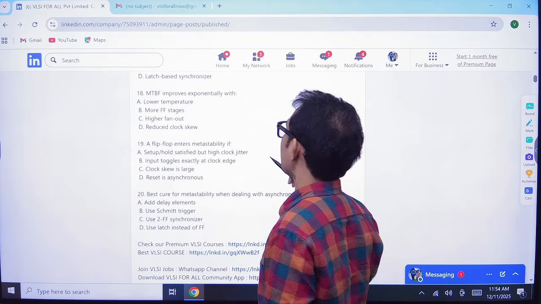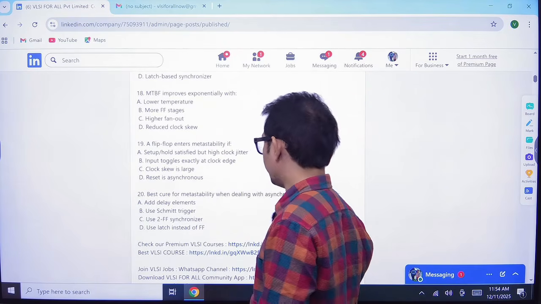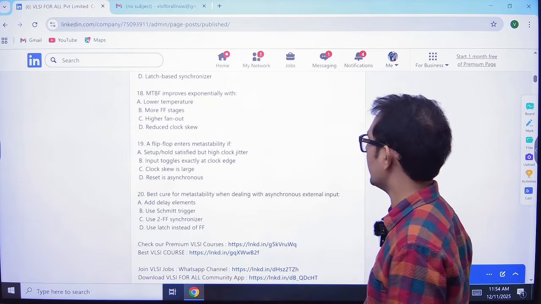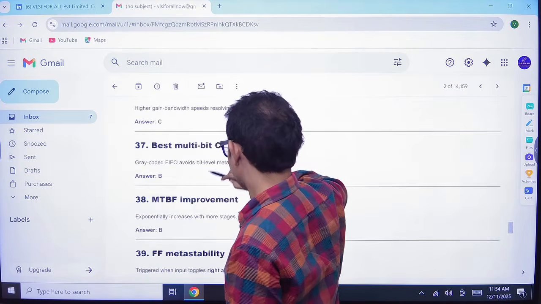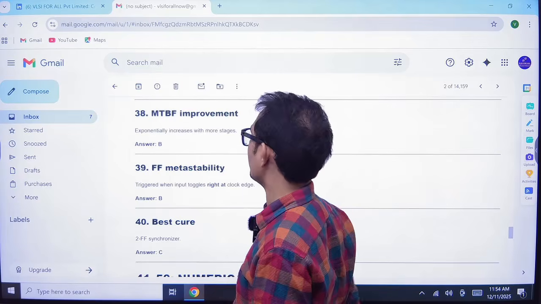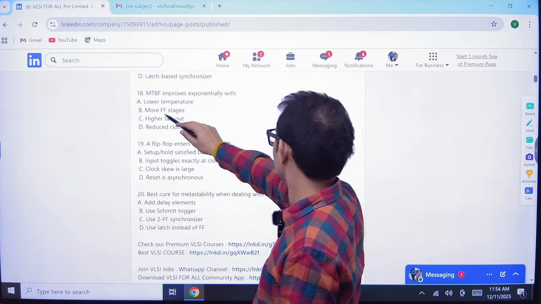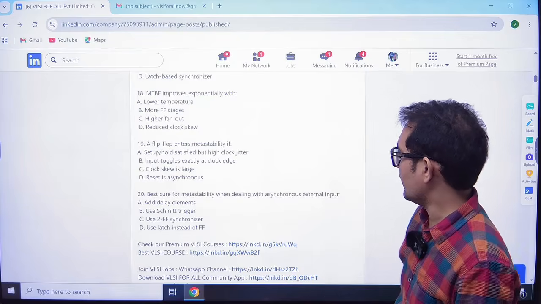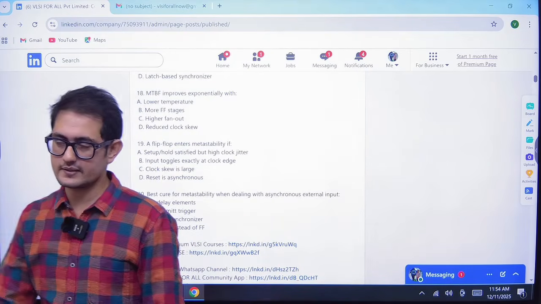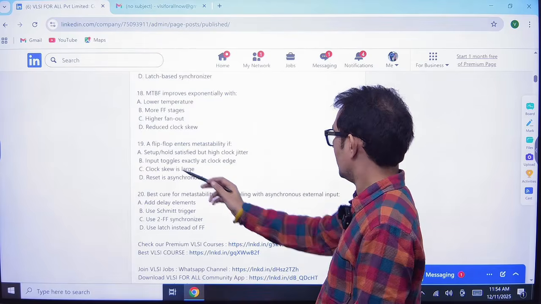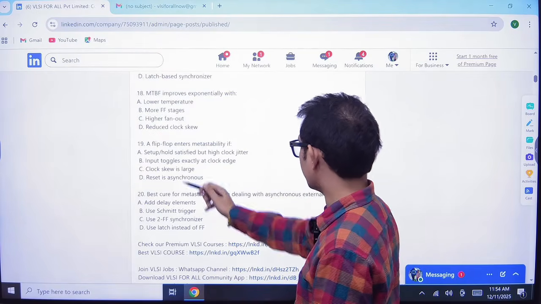MTBF improves exponentially with lower temperature, more flip-flop stages, higher fan out, reducing clock skew. So correct answer is, exponentially is more stages. Answer is B here. MTBF improves exponentially if more stages are there. Other methods you can also see. It depends on other things also.